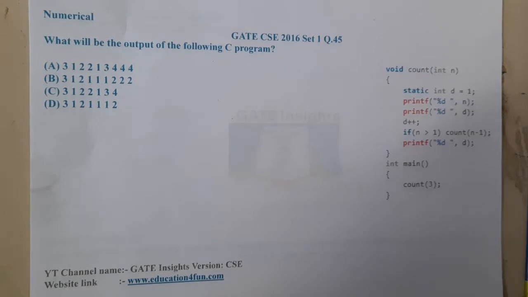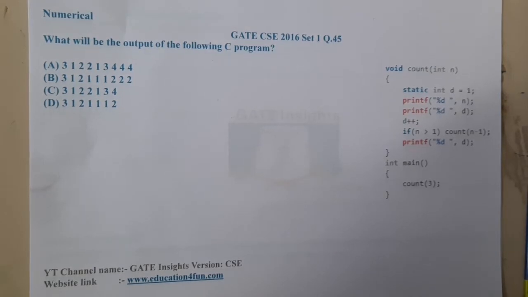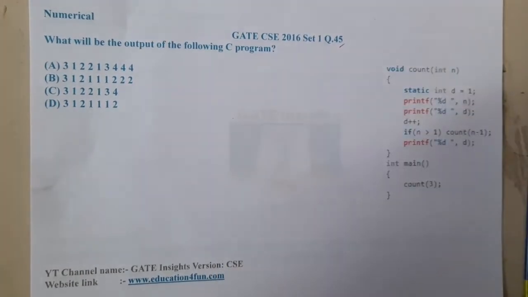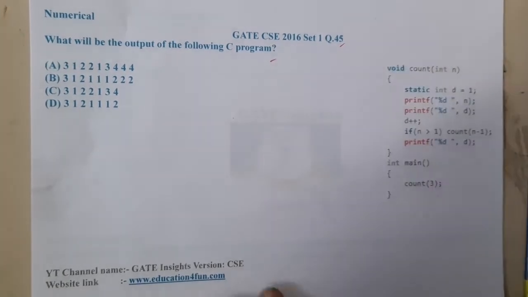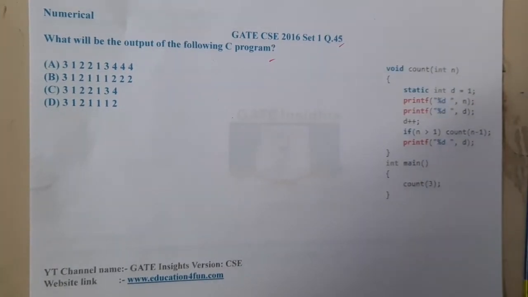Hello guys, we are back with our next lecture. In this lecture, let us go through the next question. This question belongs to GATE CSE 2016 Set 1 Question 45. The question is, what will be the output of the C program? Basically they are asking what is the output of this program.